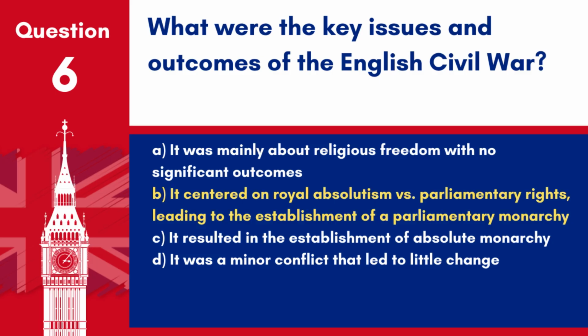Answer. B. It centered on royal absolutism versus parliamentary rights, leading to the establishment of a parliamentary monarchy. The English Civil War was a pivotal conflict that centered on the power struggle between the monarchy and Parliament, ultimately leading to the trial and execution of King Charles I and the establishment of parliamentary supremacy.